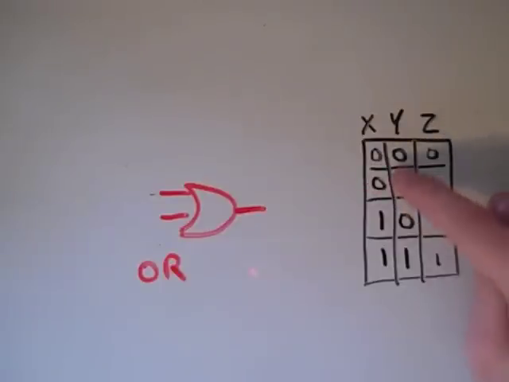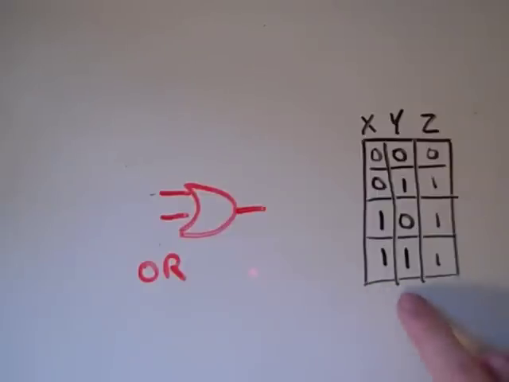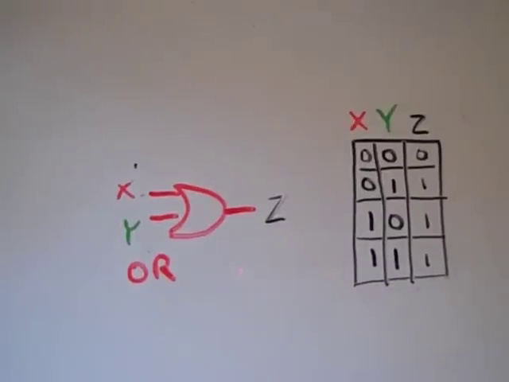When both the x and the y are 0, the output is 0. When just the y is 1, then the output is 1. If just the x is 1, then the output is 1. If both x and y are 1s, then the output is 1. Let me label the outputs for you. There you go. This is the labeled OR gate.